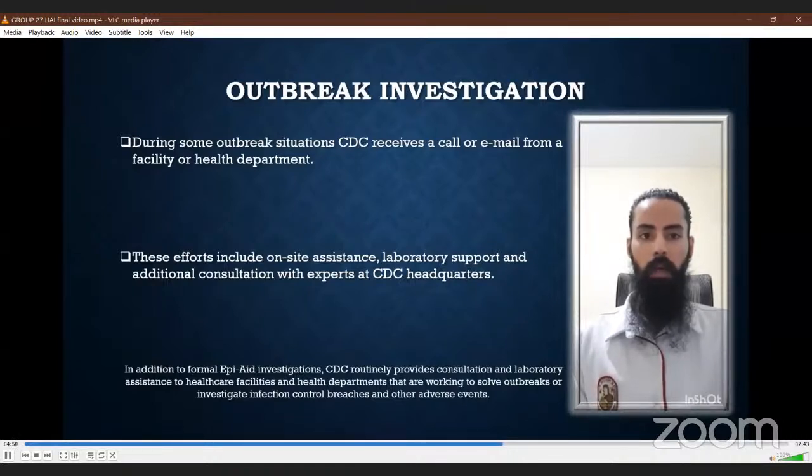CDC also advises the public about what they can do to protect themselves, and provides recommendations to the medical and public health community about how to prevent further infections. It also works closely with policymakers, regulatory agencies, and industry to learn how to prevent similar outbreaks in the future. In addition to formal Epi-Aids, CDC routinely provides consultation and laboratory assistance to healthcare facilities and health departments that are working to resolve outbreaks or investigate infection control breaches and other related events.